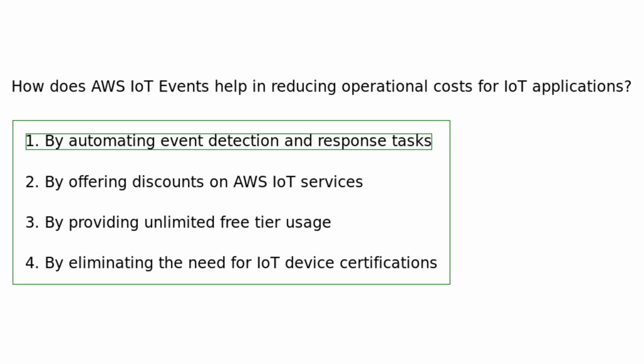AWS IoT Events reduces operational costs for IoT applications by automating event detection and response tasks, thereby optimizing resource utilization and improving overall efficiency.